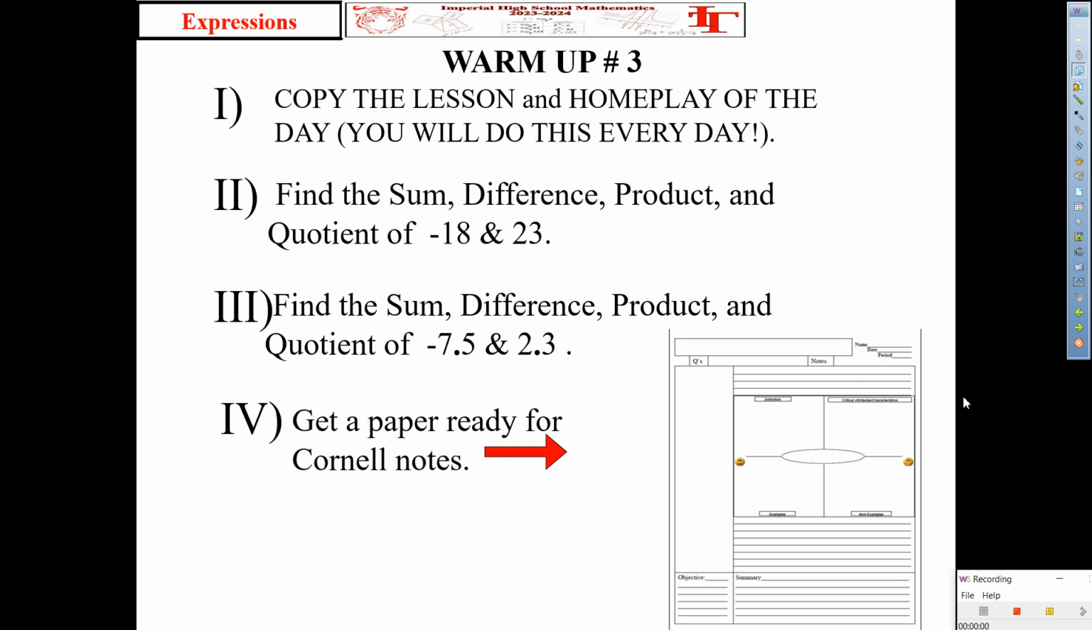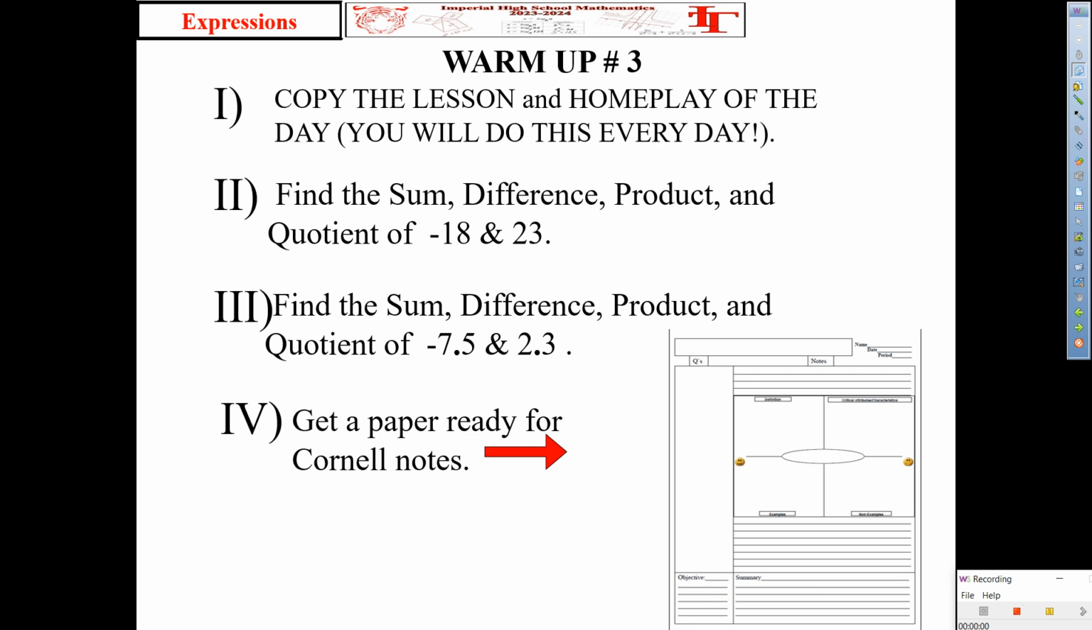Again, warm-up number 3. Number 1 says copy the lesson and home play of the day. You will do this every day. Number 2, find the sum, difference, product, and quotient of negative 18 and 23. Number 3, find the sum, difference, product, and quotient of negative 7.5 and 2.3. See how you do with your decimals.